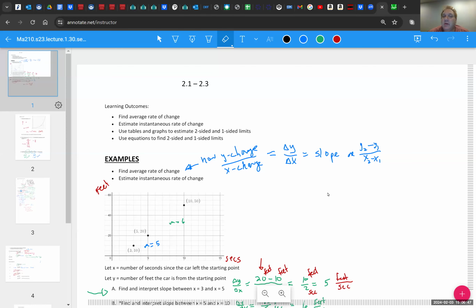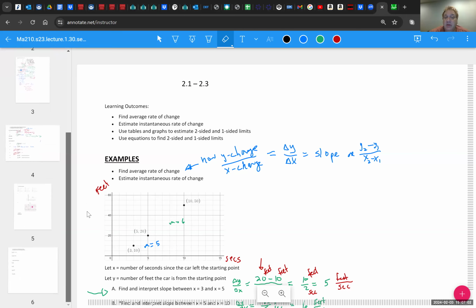Hi there. This video is on section 2.3, using equations to find two-sided and one-sided limits. In the previous video, we found some limits using tables and graphs. Now we're going to use equations themselves to try to find them. This can be very difficult with some equations, so I'm going to use some simple equations in chapter 2, but we can handle more complicated equations as we get more tools to use in the calculus class.